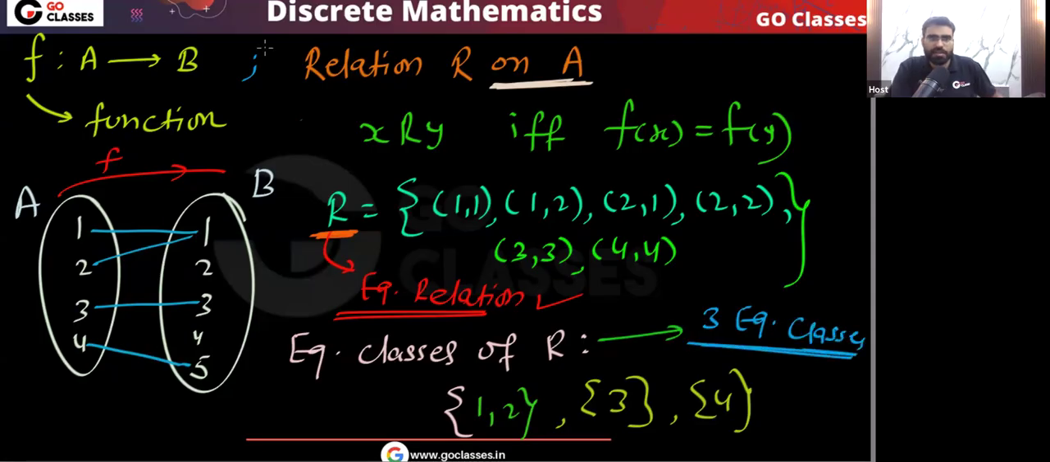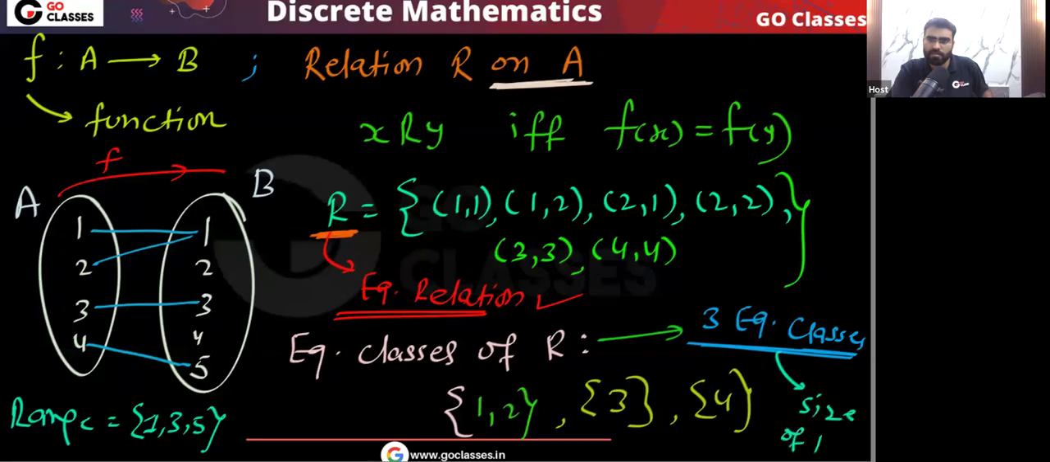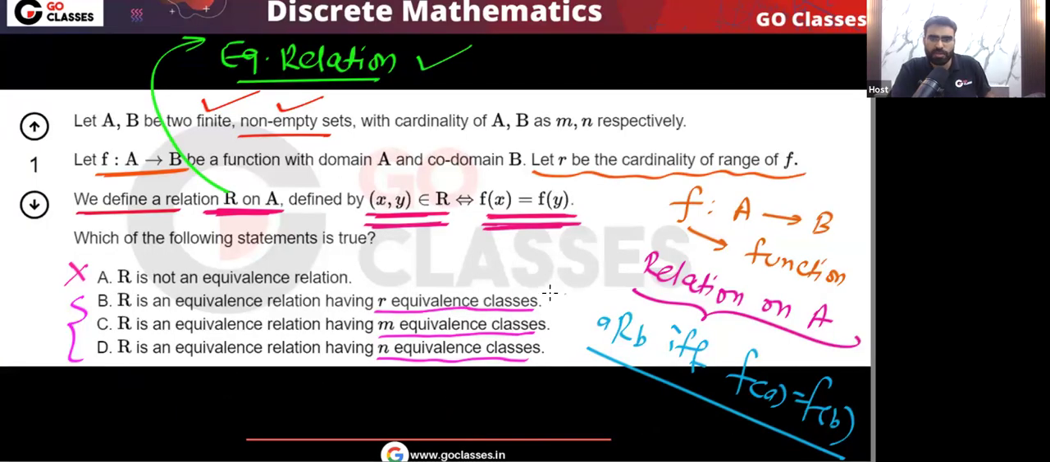That is actually the same as the size of the range. The range is actually 135. This is the range. So you can see that is the same as the size of range. Is this clear? So finally, remember, for this question, the answer is going to be option B. Option B is the correct answer.